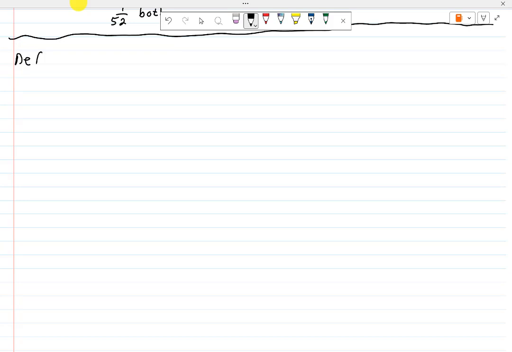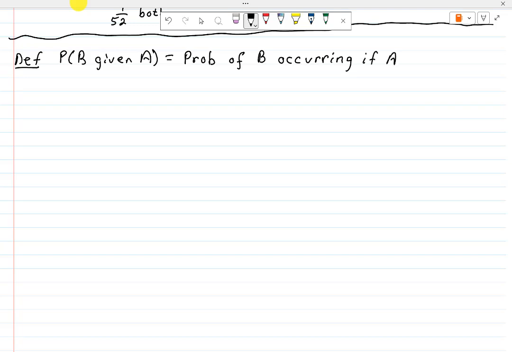Definition. It is going to be the probability of B given A. This is the probability of B occurring if A has already occurred.